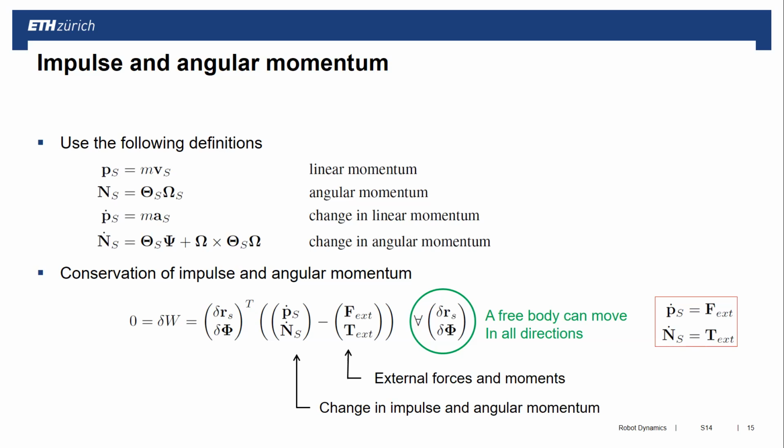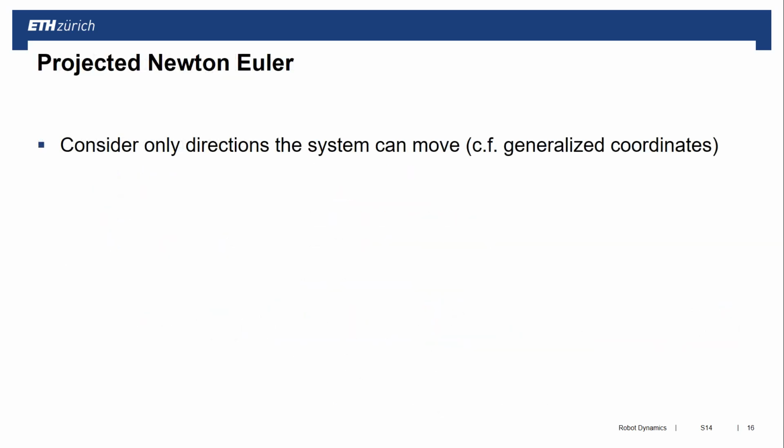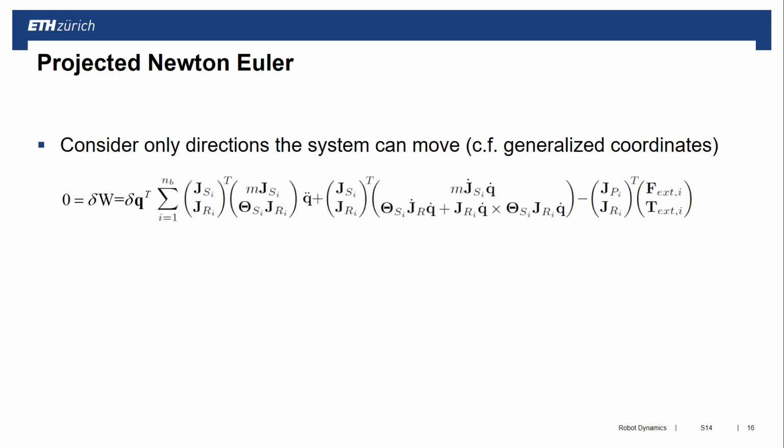And that brought us back to the kinematics, because we know how we can describe the degrees of freedom of our system through Qs. So all feasible motions should be a function of my Qs. So what I have to do is write down these virtual displacements of every body as a function of Q. So that's what we did with the projected Newton-Euler. So we looked at only the directions which the system can move in the generalized coordinate directions. Essentially we replaced this virtual displacement with Jacobians and virtual displacements in joint space.